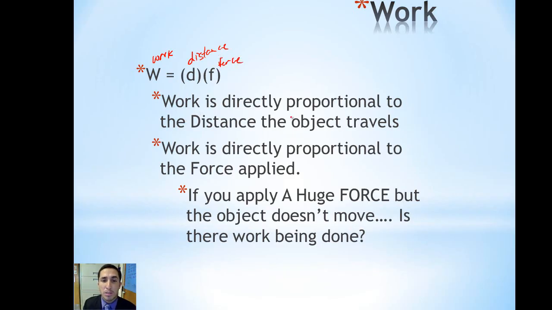Work is directly proportional to the distance. That means if your distance goes up, if your distance increases, then your work will also go up. If your distance goes down, then your work will also go down. So directly proportional means that they are tied directly to each other. When one goes up, the other goes up. One goes down, the other goes down.